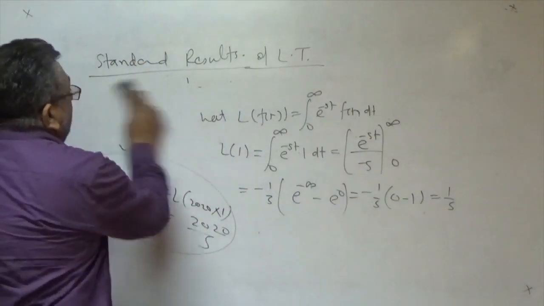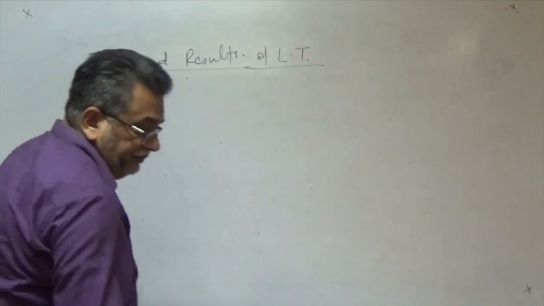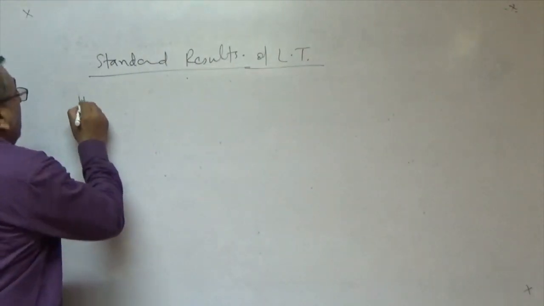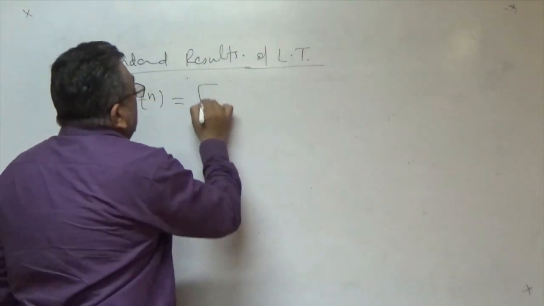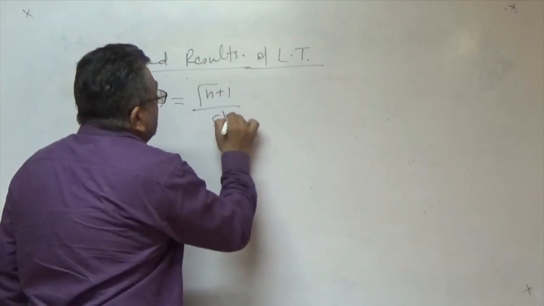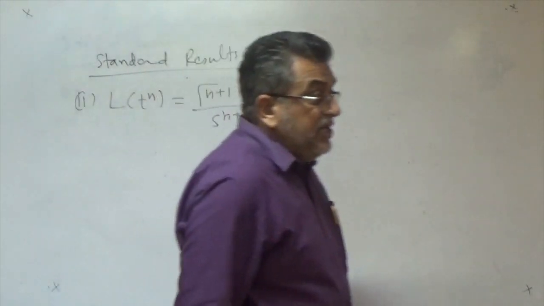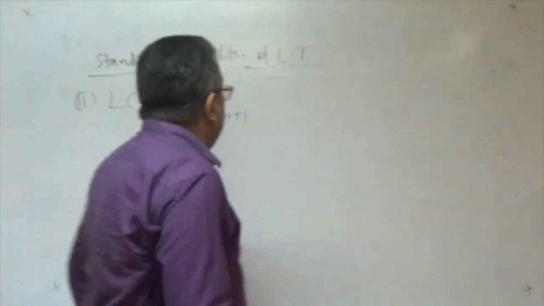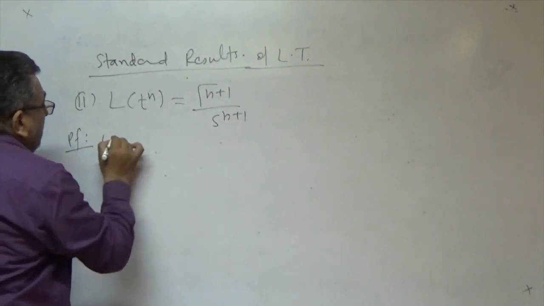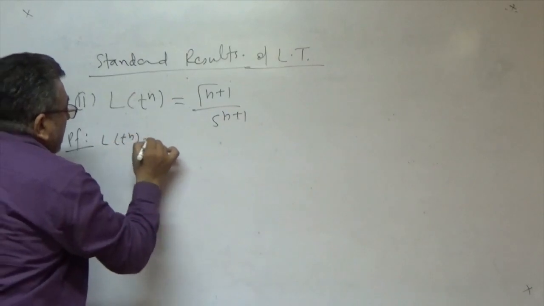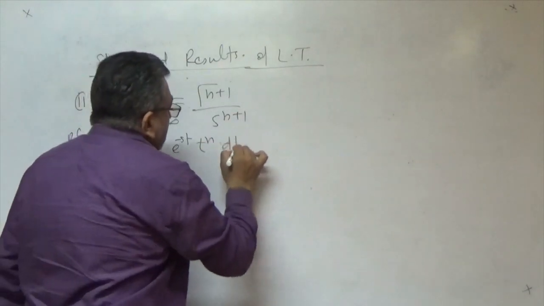Now, the second formula: the Laplace transform of t to the power n is gamma of n plus 1 upon s to the power n plus 1. This is the algebraic function t to the power n, right? Prove this again by first principle: the Laplace transform of t to the power n is the integral from 0 to infinity of e to the power minus st t to the power n dt.